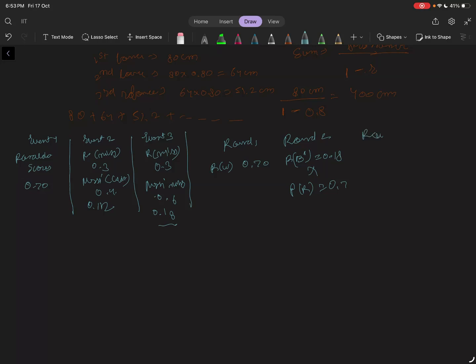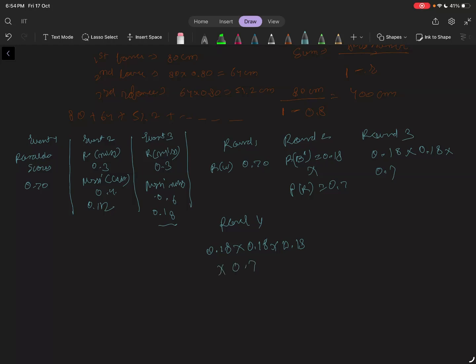But what if we go to round 3? Round 3 means in the first round both miss, in the second round both miss, but in the third round Ronaldo comes again. So it's 0.18 first round missing, 0.18 second round missing, and in the third round Ronaldo wins. Let's go to round 4. Round 4 means in the first both miss, in the second both miss, in the third both miss, and in the next Ronaldo comes in.